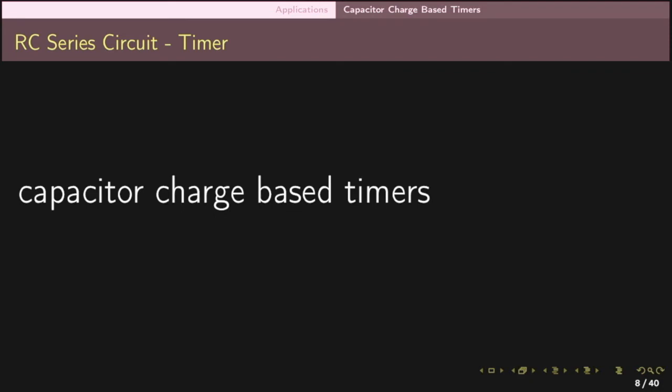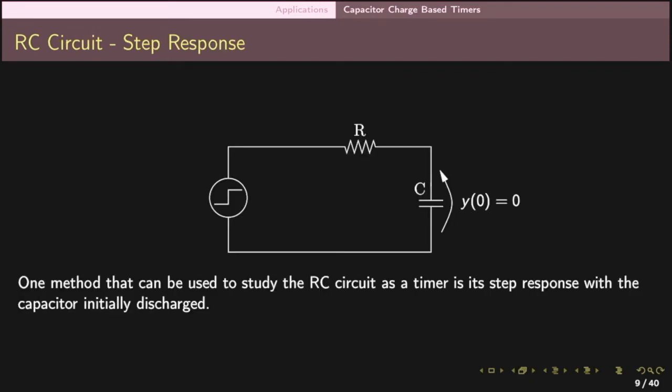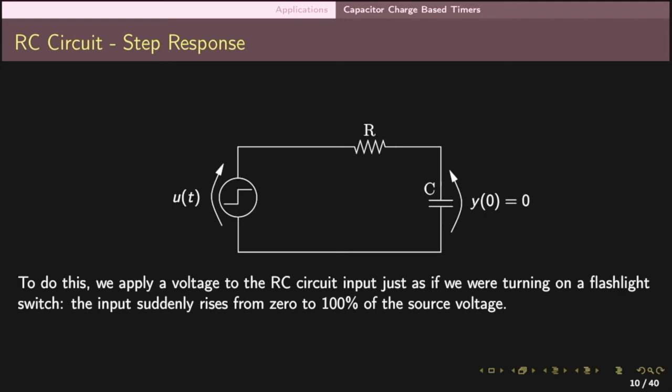Capacitor charge-based timers. One method that can be used to study the RC circuit as a timer is its step response with the capacitor initially discharged. To do this, we apply a voltage to the RC circuit input just as if we were turning on a flashlight switch. The input suddenly rises from 0 to 100% of the source voltage.